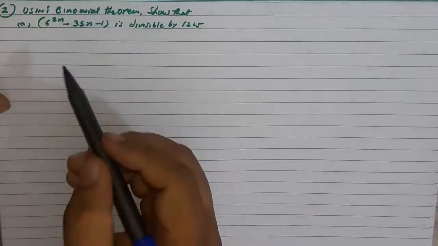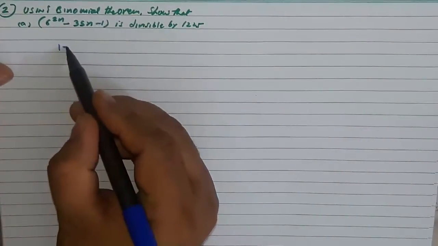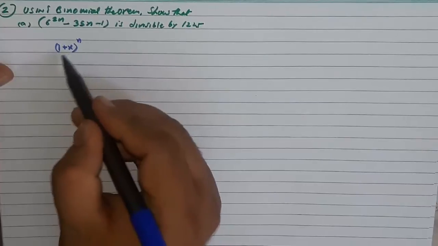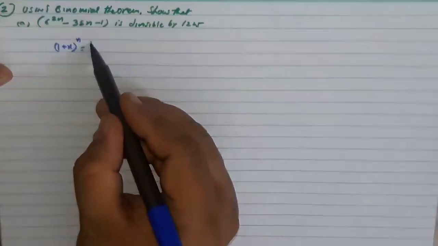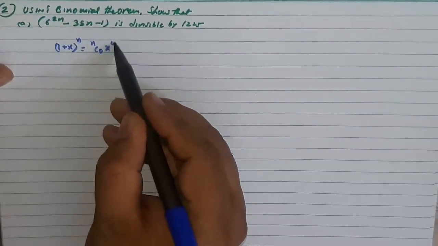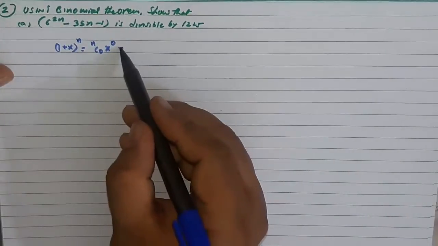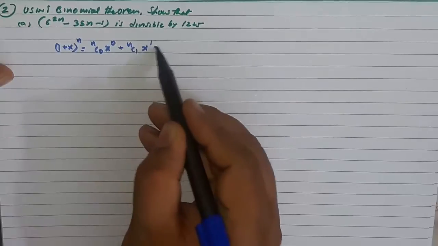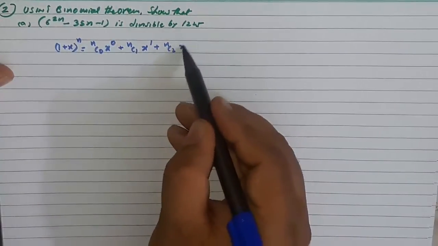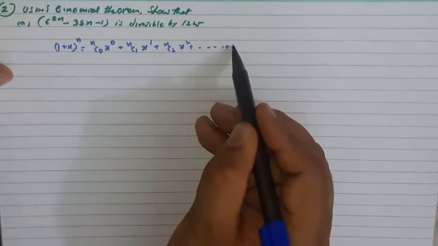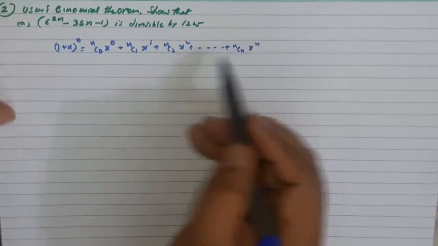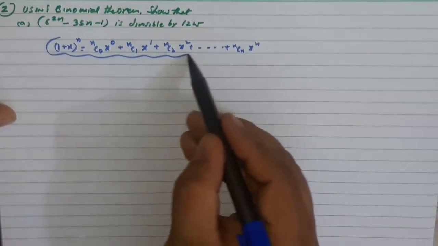So in this type of question we have to know this concept: (1 plus x) raised to power n, what will it become? nC0 x raised to power 0, because 1 raised to power n will come, and 1 raised to power anything is 1. So we do not write the 1. nC1 x1, nC2 x square and so on. We know this expression, we can write it by binomial theorem, right?